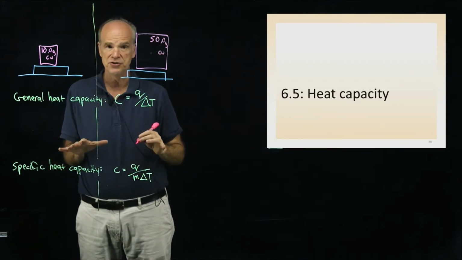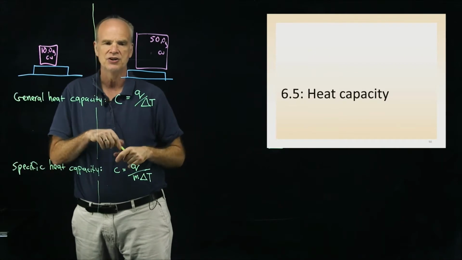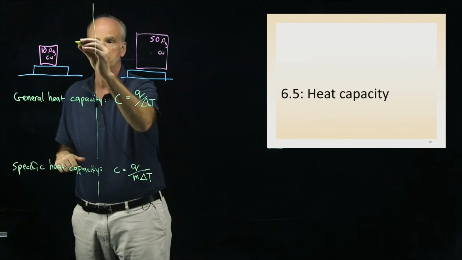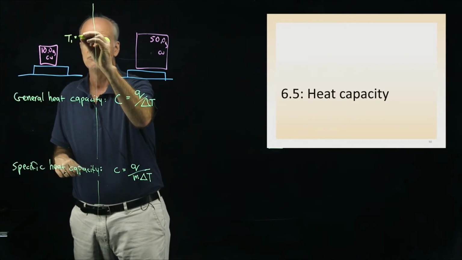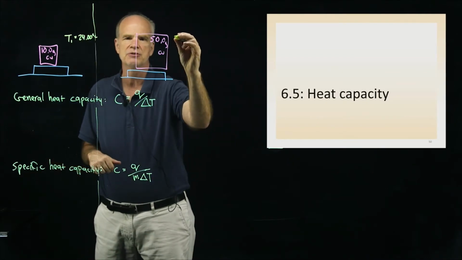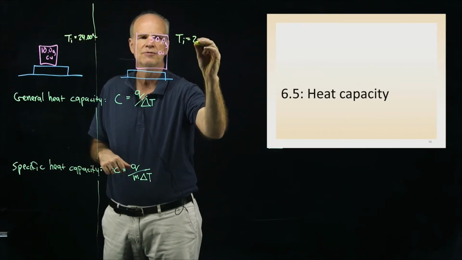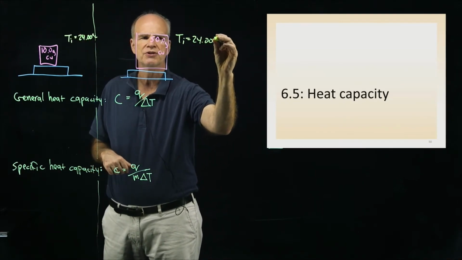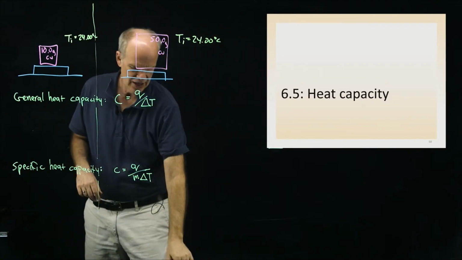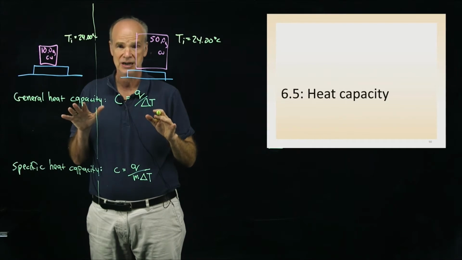And let's say initially you measure the temperature of these blocks of copper before you turn on the burner. So the initial temperature here is 24.00 degrees Celsius. And same thing with this one here. Initial temperature, 24.00 degrees Celsius. Okay, now let's say that you turn both burners on.